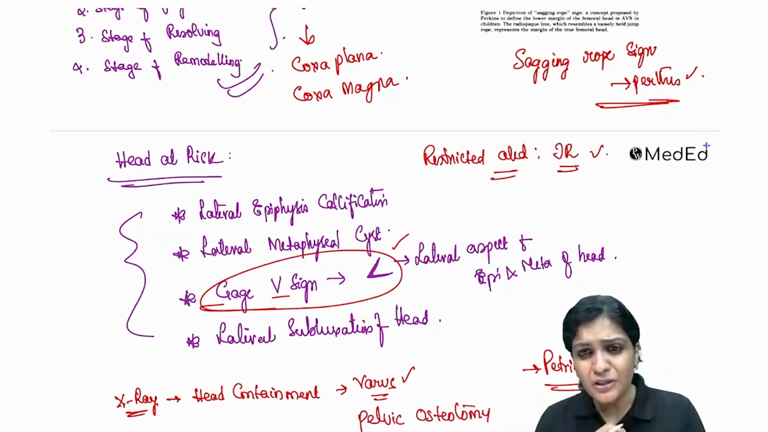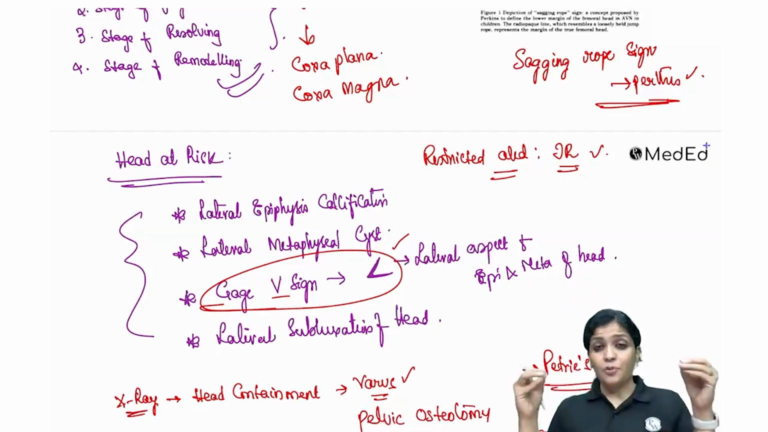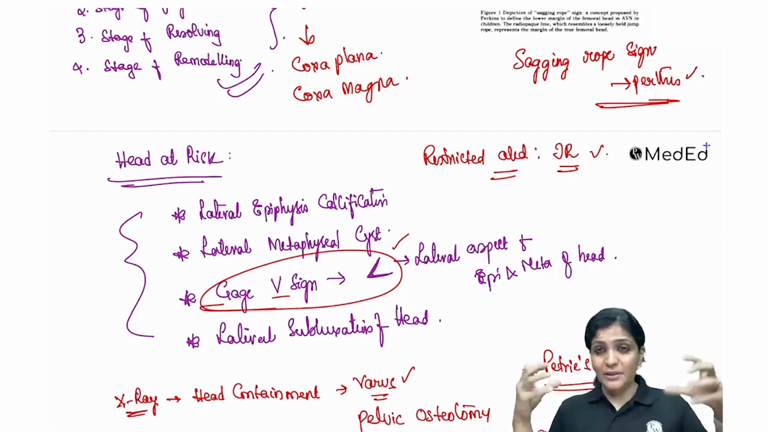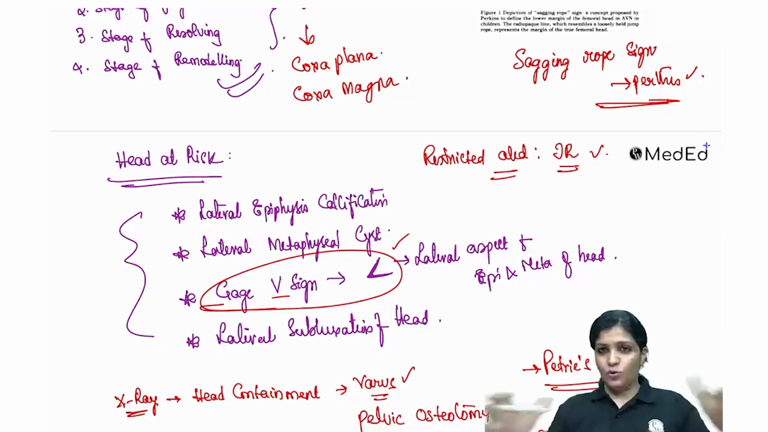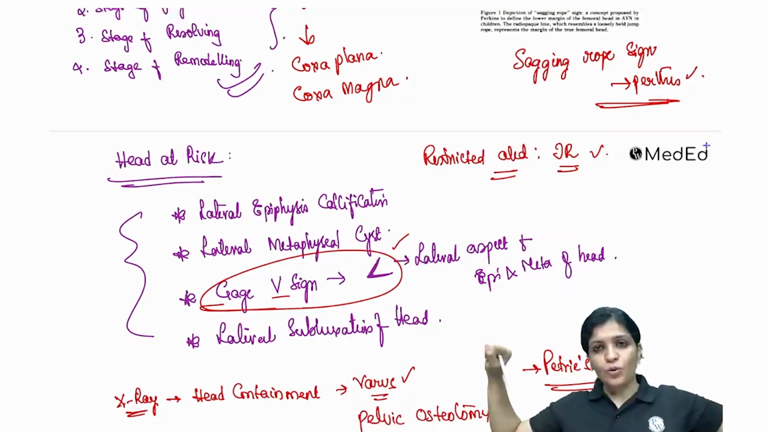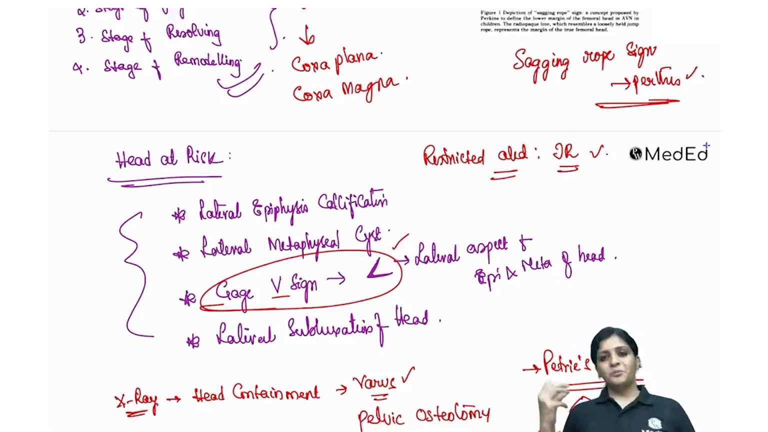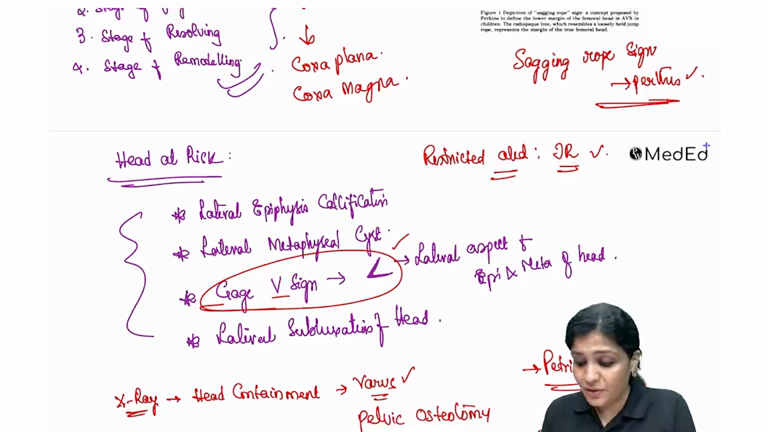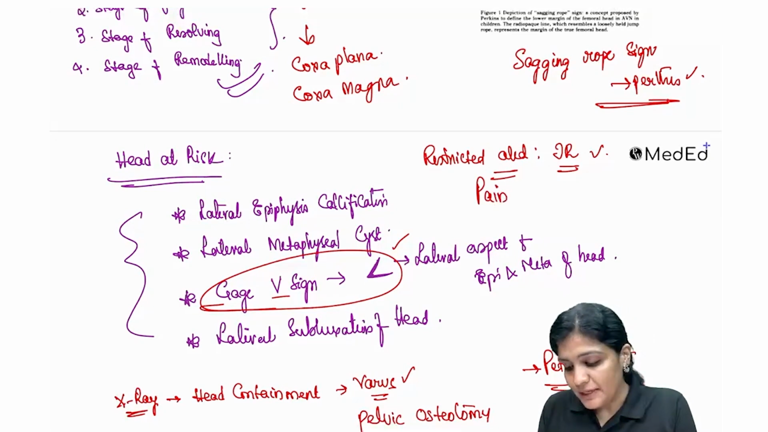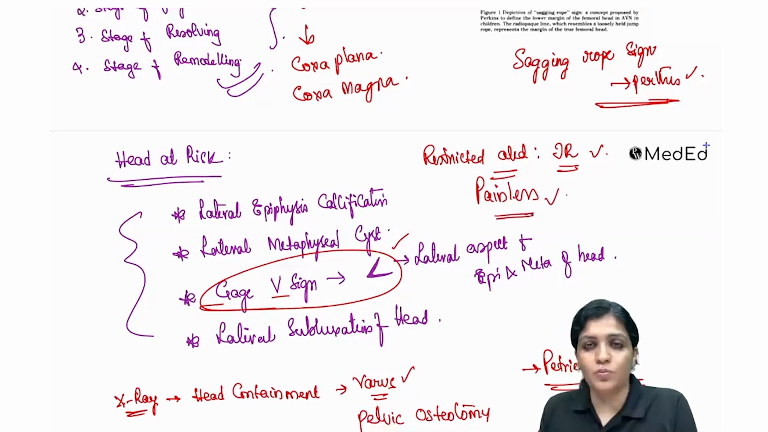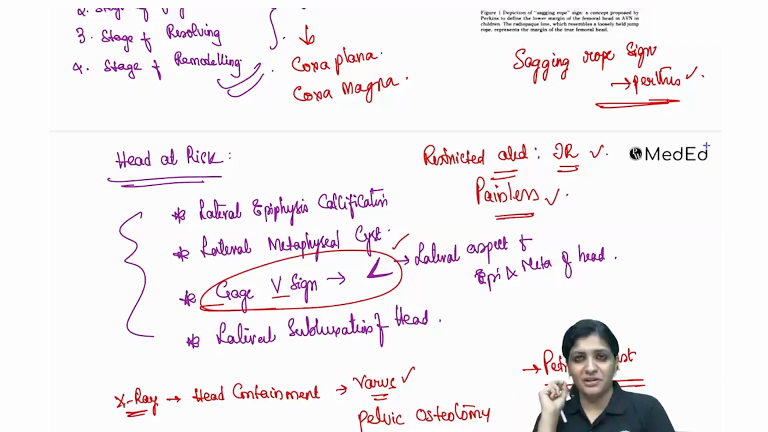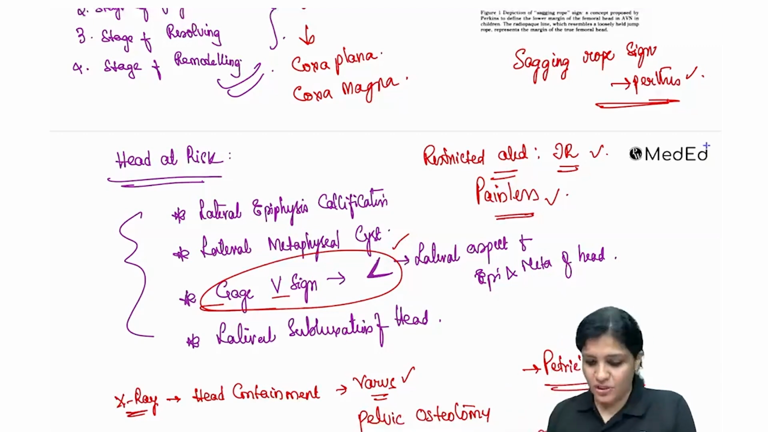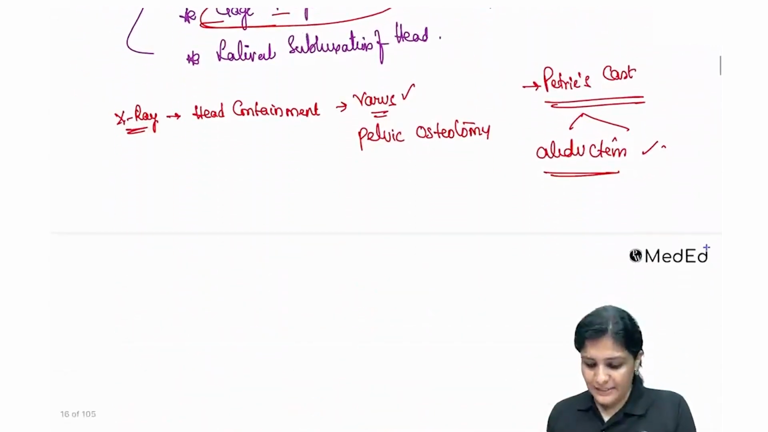So why is abduction restricted? If you see, there is a problem on the lateral side, right? So whenever something is irritating on the lateral side, abduction, which goes like this, opens up. That means the lateral side should go and touch the head. So here there is a problem on the lateral side, hence there will be a restriction in abduction and internal rotation. But the most important thing, it is painless. So this is what you have to remember. It is painless with restricted abduction and internal rotation. So that is about Perthes disease, right?